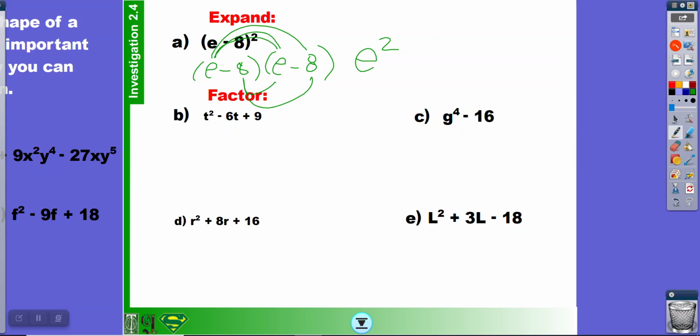Then since you're adding two negatives, it'll be a negative. And then you have e times 8, which is negative 8, so negative 8e. And then here you also have negative 8e. And then negative 8 times negative 8. A negative times a negative is a positive, so positive 64. So you combine that to get e squared minus 16e plus 64.